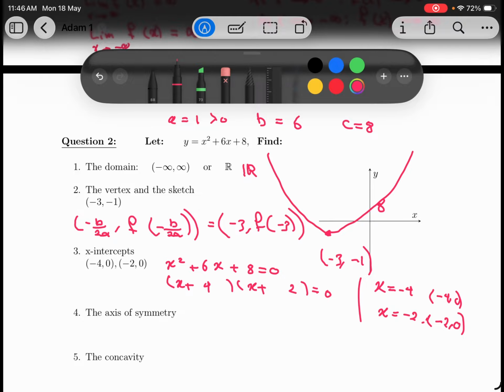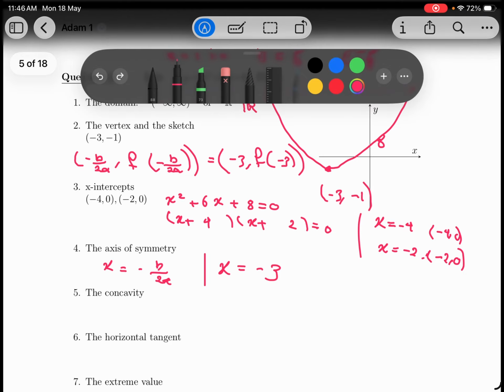And when it comes to the axis of symmetry, remember that the axis of symmetry is x equals what? x equals -b over 2a. Again, what is this? This is the x coordinate of the vertex, so it will be x equals -3. And if we have this vertical line that passes through -3, you see, sorry for this bad graph, but this line will split this parabola into two equal parts somehow. Okay, that's why we call it the axis of symmetry.